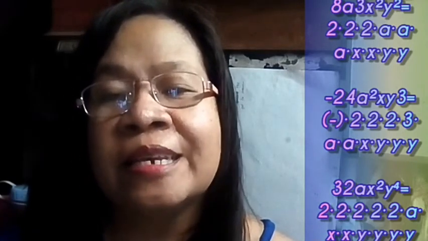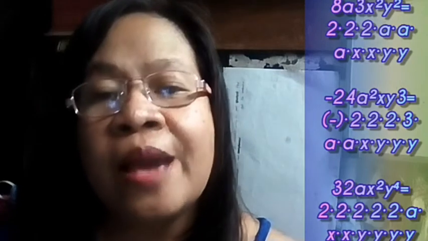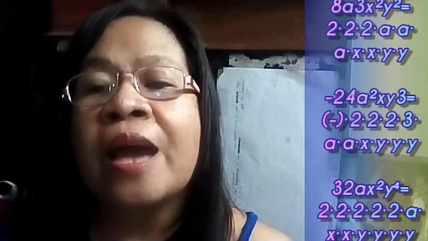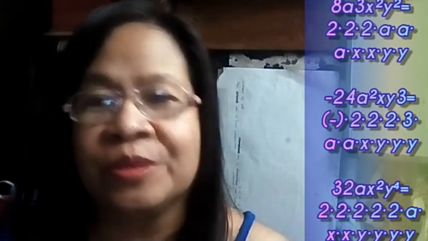Next, negative 24a squared x y to the third is equal to negative 2 times 2 times 2 times 3 times a times a times x times y times y times y. Next, 32a x squared y to the fourth is equal to 2 times 2 times 2 times 2 times 2 times a times x times x times y times y times y times y.